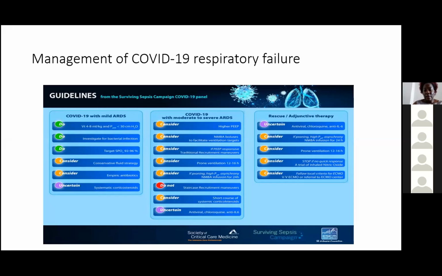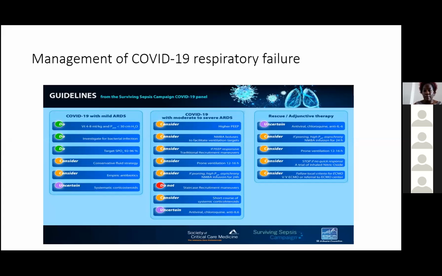It's uncertain about the value of antivirals like lopinavir, ritonavir, chloroquine, and anti-interleukin-6 such as tocilizumab, as rescue therapy used by some clinicians anecdotally, but the role is not yet defined.